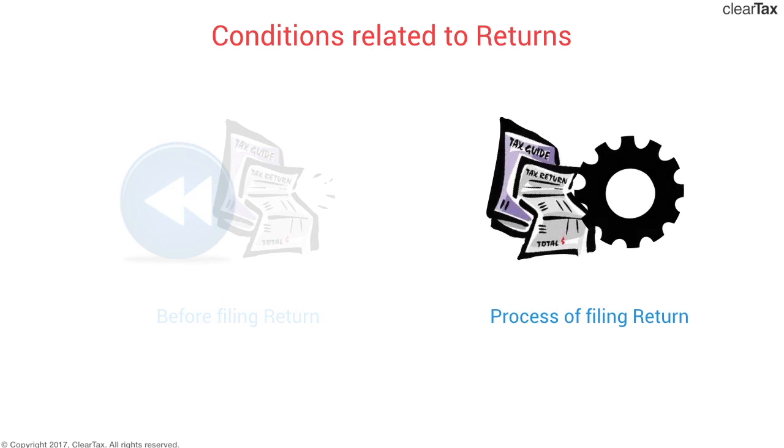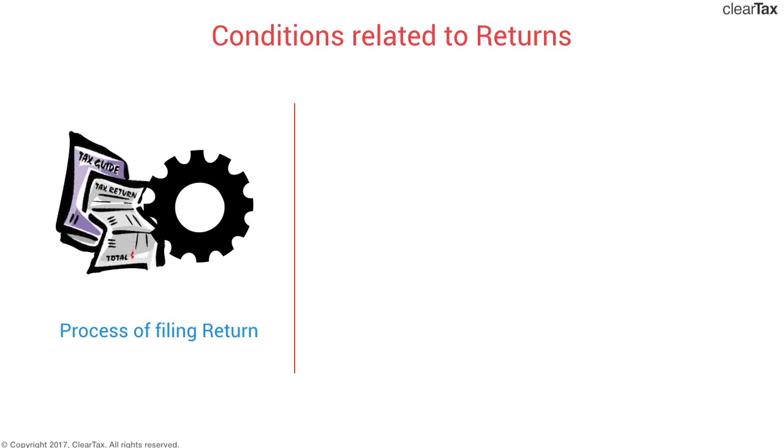Coming to the second category, relating to the process of filing return. These are very important conditions. The first of these is that the return is to be filed online. The GST portal will have the facility to file return. There would also be a facility to prepare the returns offline and then upload it onto the online portal. But the return has to be filed online itself. That's first of the conditions relating to process of filing return.